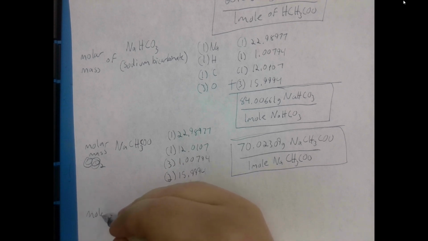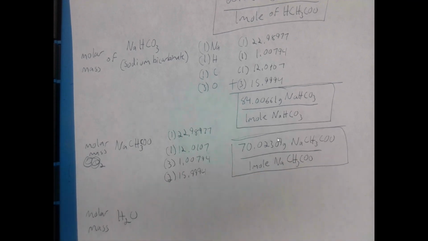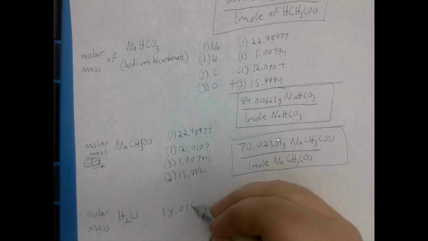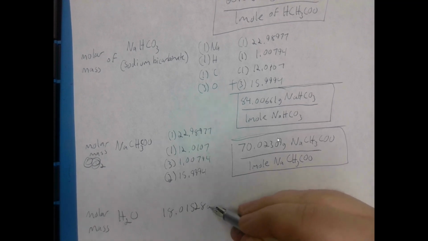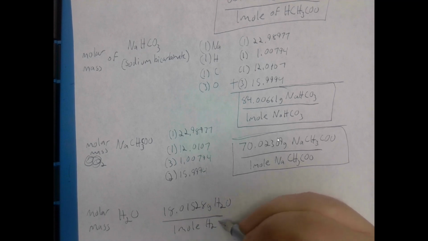Water, which I'm just going to write. I didn't calculate it last time. Ran out of time. So that'd be 1.00794 times 2 plus 15.9994. So that's 18.01528 grams H2O per 1 mole of H2O.